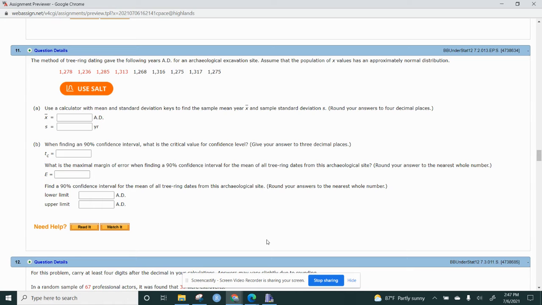Okay, so the first thing it wants me to do is I'm looking at a method of tree ring dating following the years AD for an excavation site. Assume that the population values have an approximately normal distribution. So I've got all this data. I'm going to use SALT to find the mean and the standard deviation.